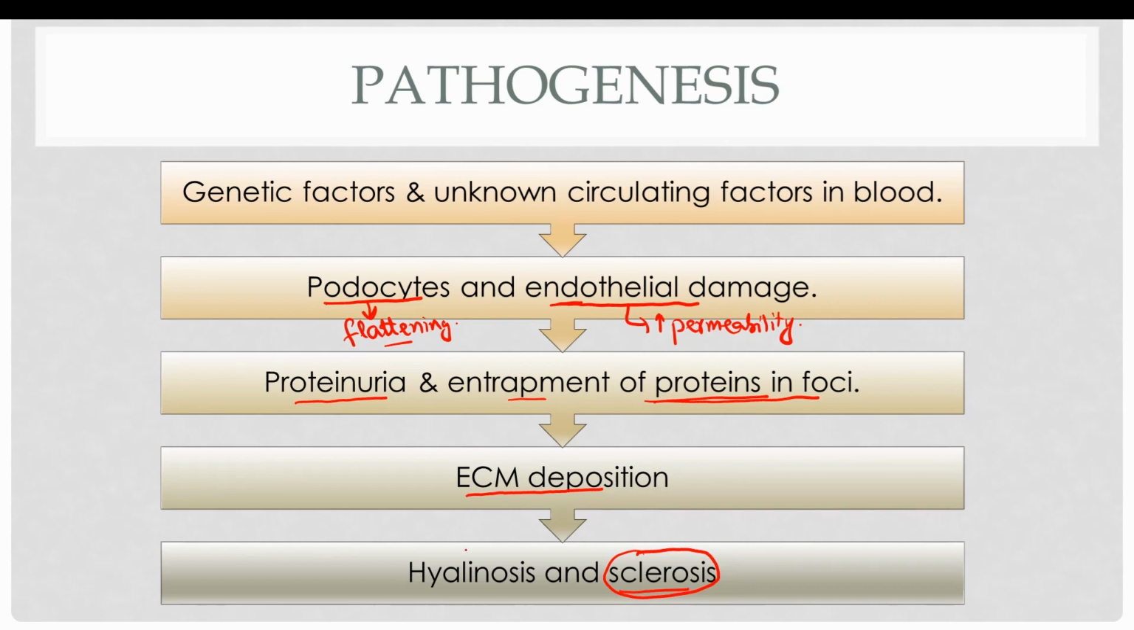The extracellular matrix is also deposited along the afferent arterioles, causing hyalinosis of afferent arterioles. So these arterioles become thickened and tough instead of having flexible walls.